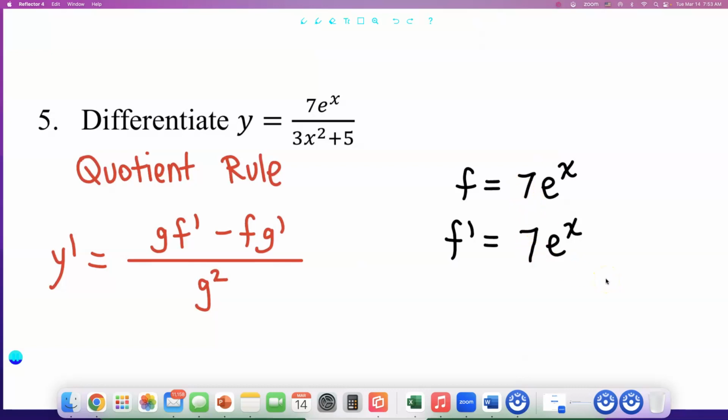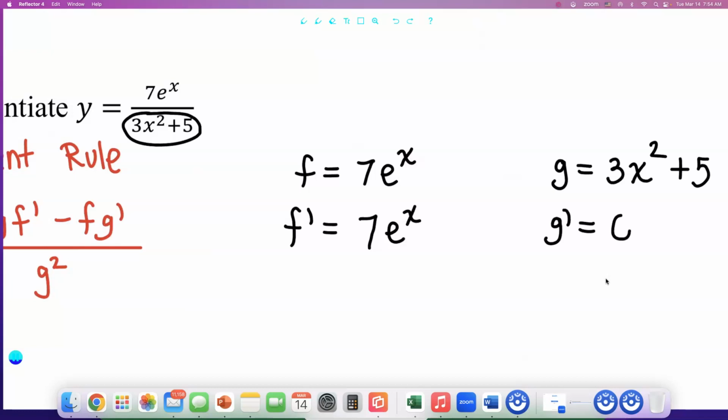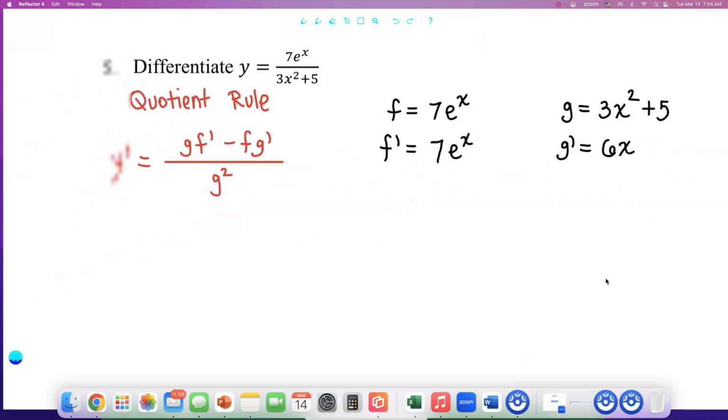All right, now let's write down g. G is what was originally in the denominator. What's in the bottom of that fraction? 3x squared plus 5. Now g prime is going to be 6x, using our power rule from unit 1. Now we've got all our puzzle pieces labeled. Let's go ahead and find that derivative.